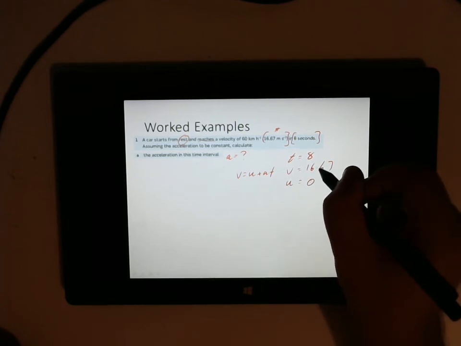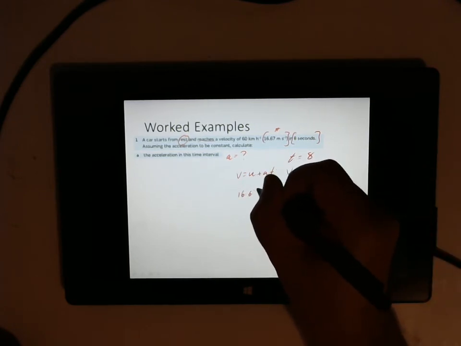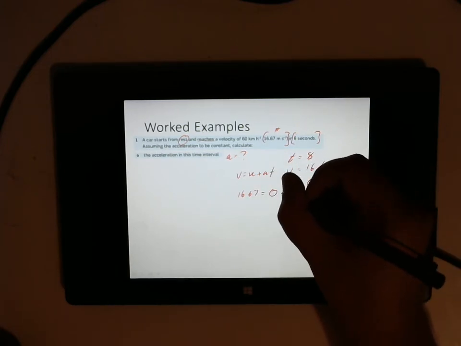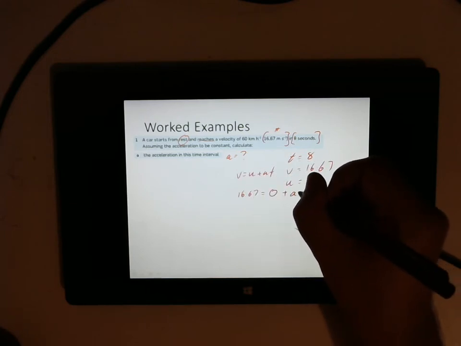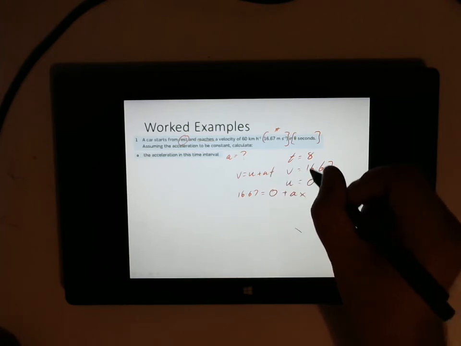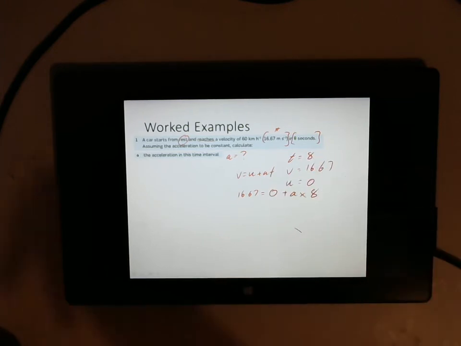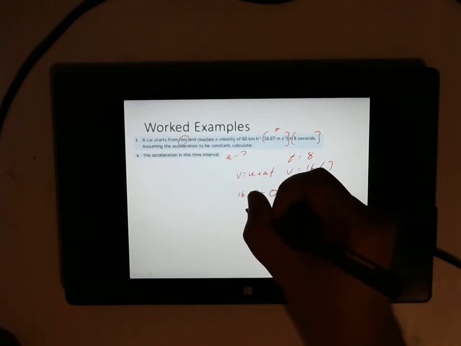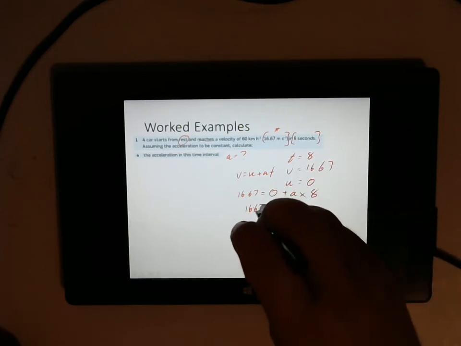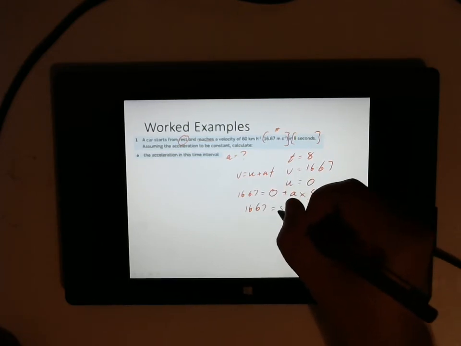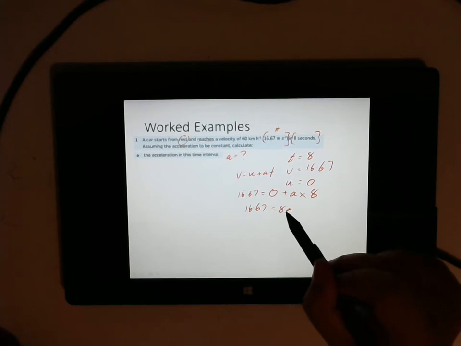So instead of V, I'm going to write the number 16.67 equals, instead of U, I'm going to write the number 0, plus A. Well, A is the thing we don't know, and remember there is an implicit multiply between the A and the T here. Multiply that by 8. Okay, well anything plus 0 is itself, so that 0 can be ignored. And so if we simplify this, 16.67 equals 8A.